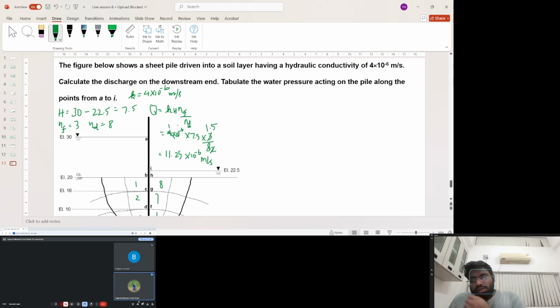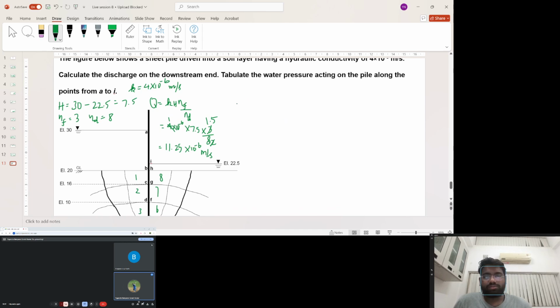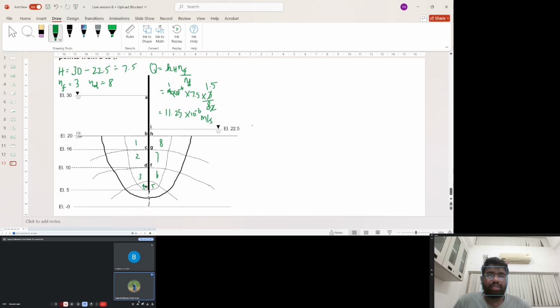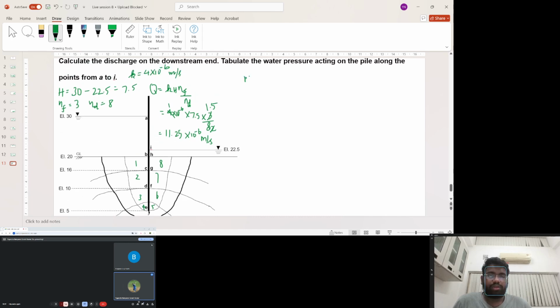Now coming to the water pressure at several points. So for that we need to tabulate it. So let us create a table here. So this is point. Right. Now let us calculate the elevation head. So here in this case, water pressure is nothing but pressure head. All right. So for that we need to calculate the pressure head at each and every point during the flow.